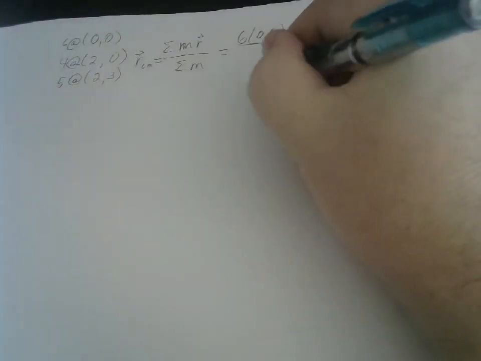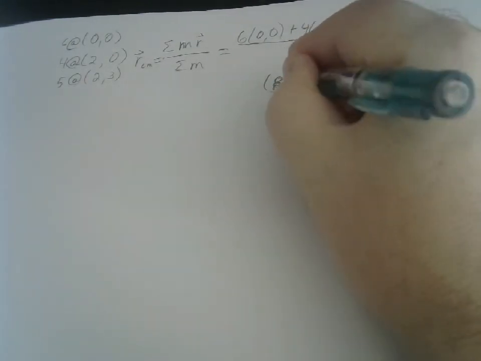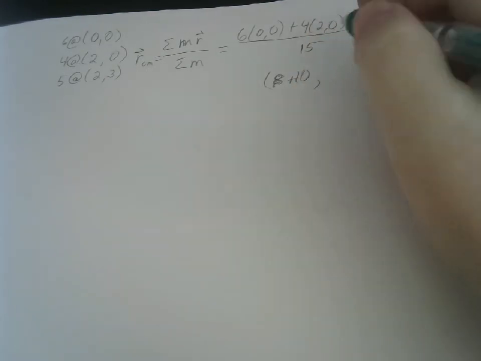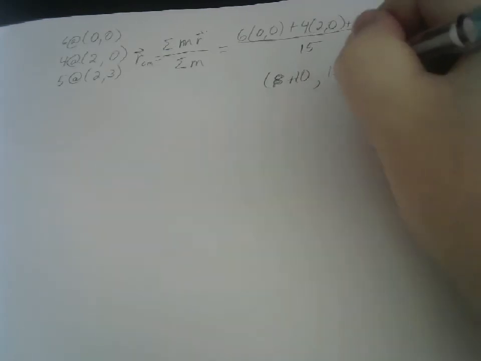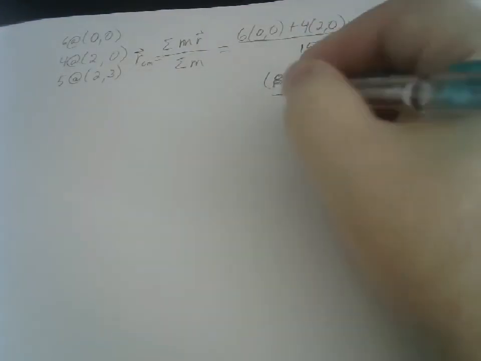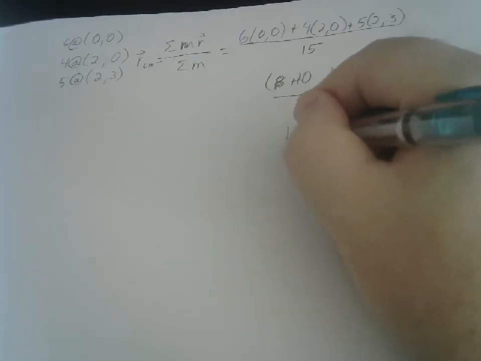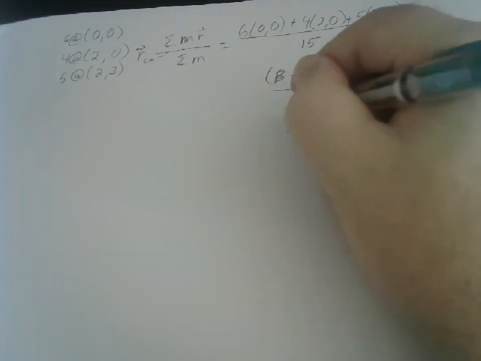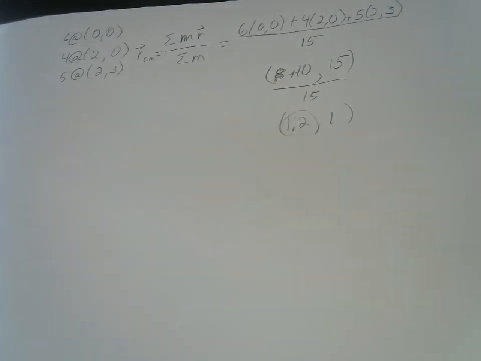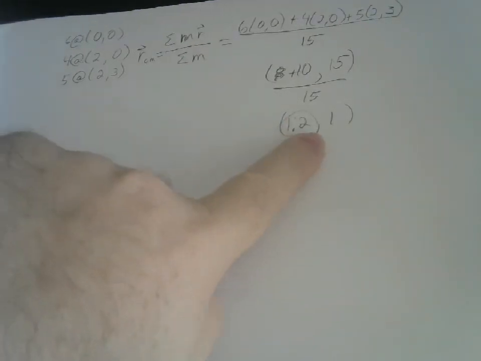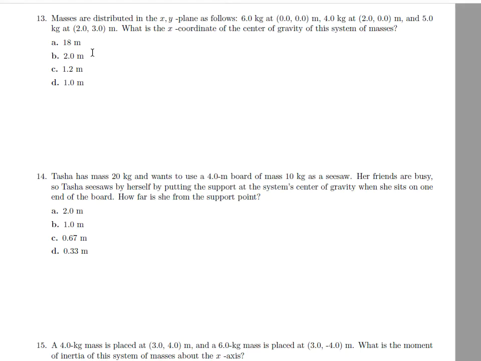And we will end up with 4 times 2 is 8 plus 5 times 2 is 10, comma, 0 times 4 is 0, plus 5 times 3 is 15, all over 15. So it is 18 over 15, or 1.2, comma, 15 over 15 is 1. So the x-coordinate is 1.2, and the y-coordinate of the center of mass is 1. This problem just asks for the x-coordinate, so it is 1.2.